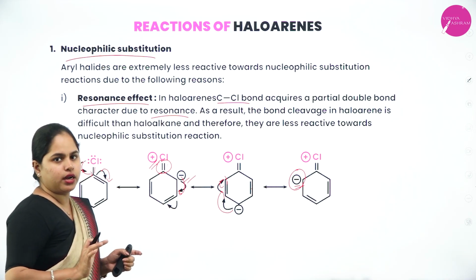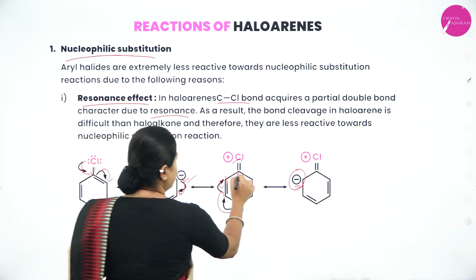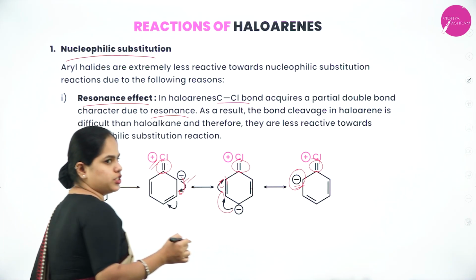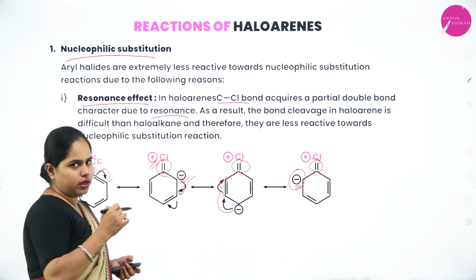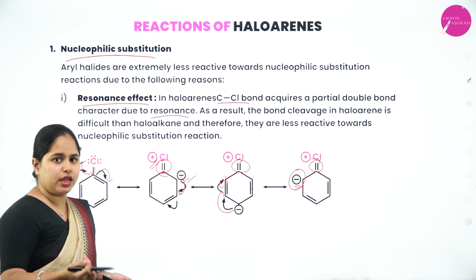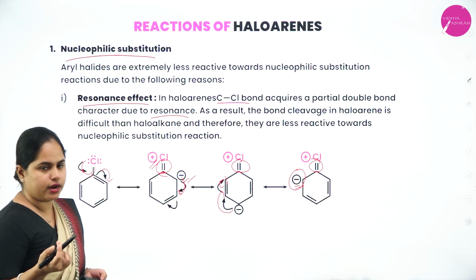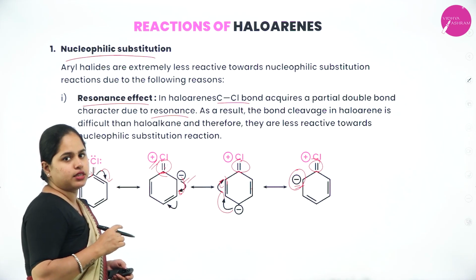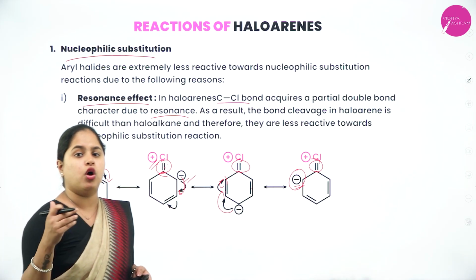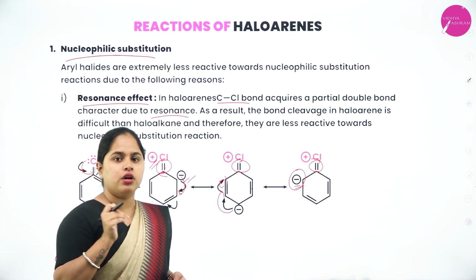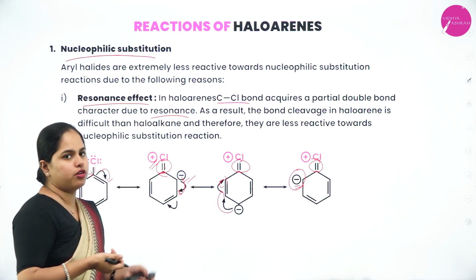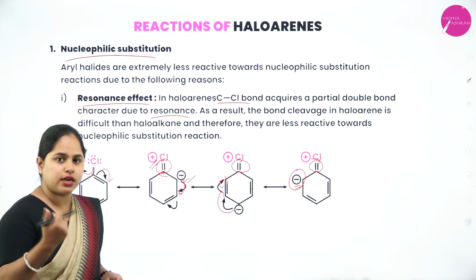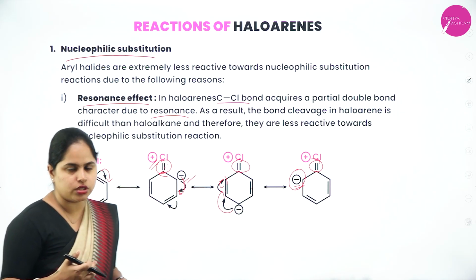So here what you can understand is that in all these 3 cases you can see the double bond is present. As there is a double bond between this carbon and chlorine, the carbon chlorine bond has to break and then only the nucleophile can attach there, right? Because there is a double bond present here, it will be really difficult to break this bond and for the nucleophile to attack here. So that is why, because of the resonance effect, as there is a double bond formed, it will show less reactivity towards nucleophilic substitution reactions.